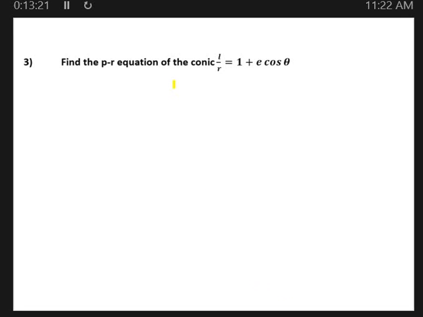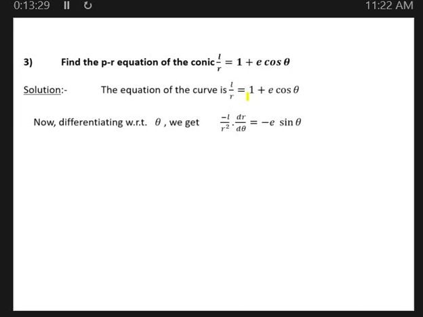Problem 3. Find the P-R equation of the conic l by r is equal to 1 plus e cos theta. Here the given equation is l by r is equal to 1 plus e cos theta. Now differentiating with respect to theta, we get 1 by r square into dr by d theta is equal to minus e sin theta. This implies dr by d theta is equal to r square e sin theta by l. We have equated to dr by d theta. Now we have to eliminate theta from this equation.